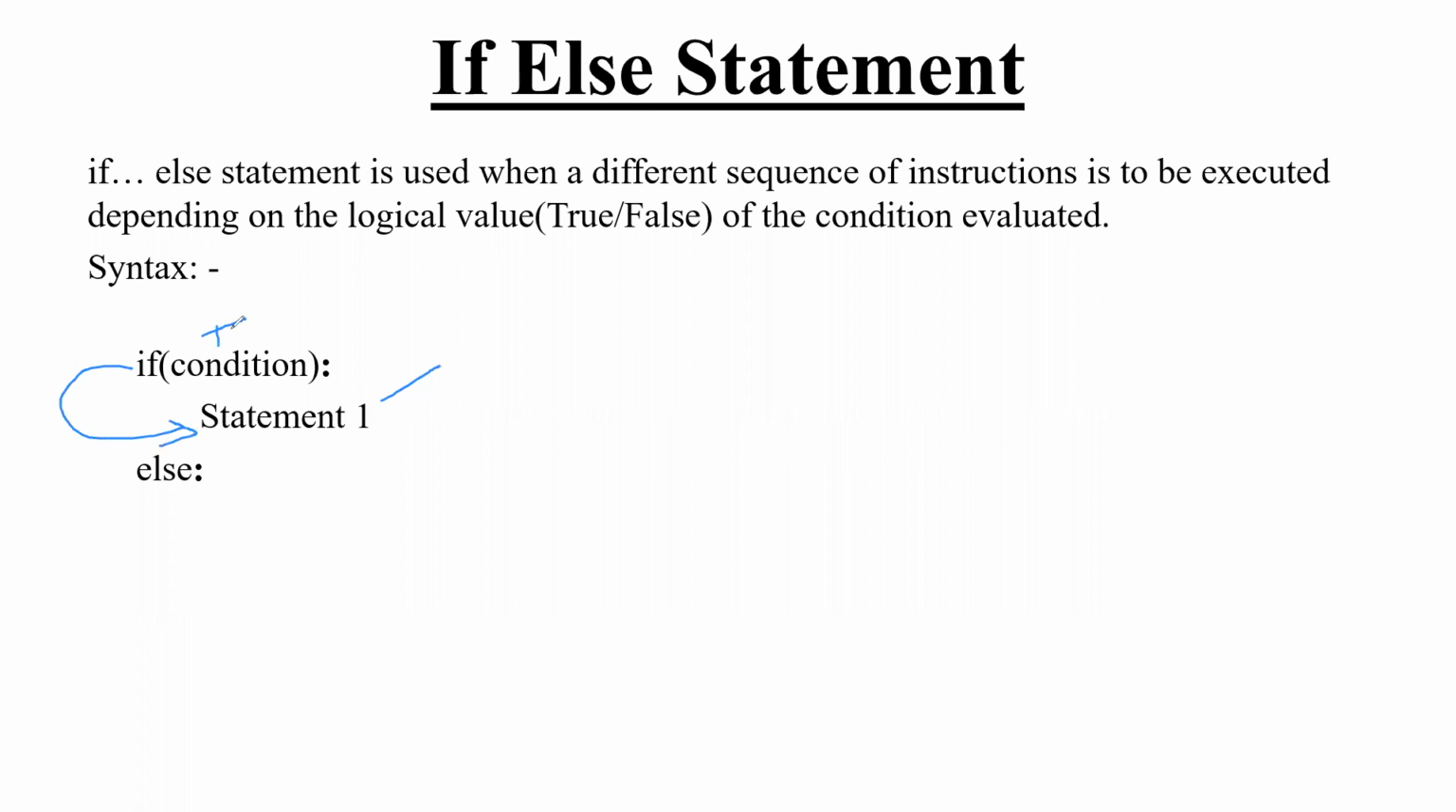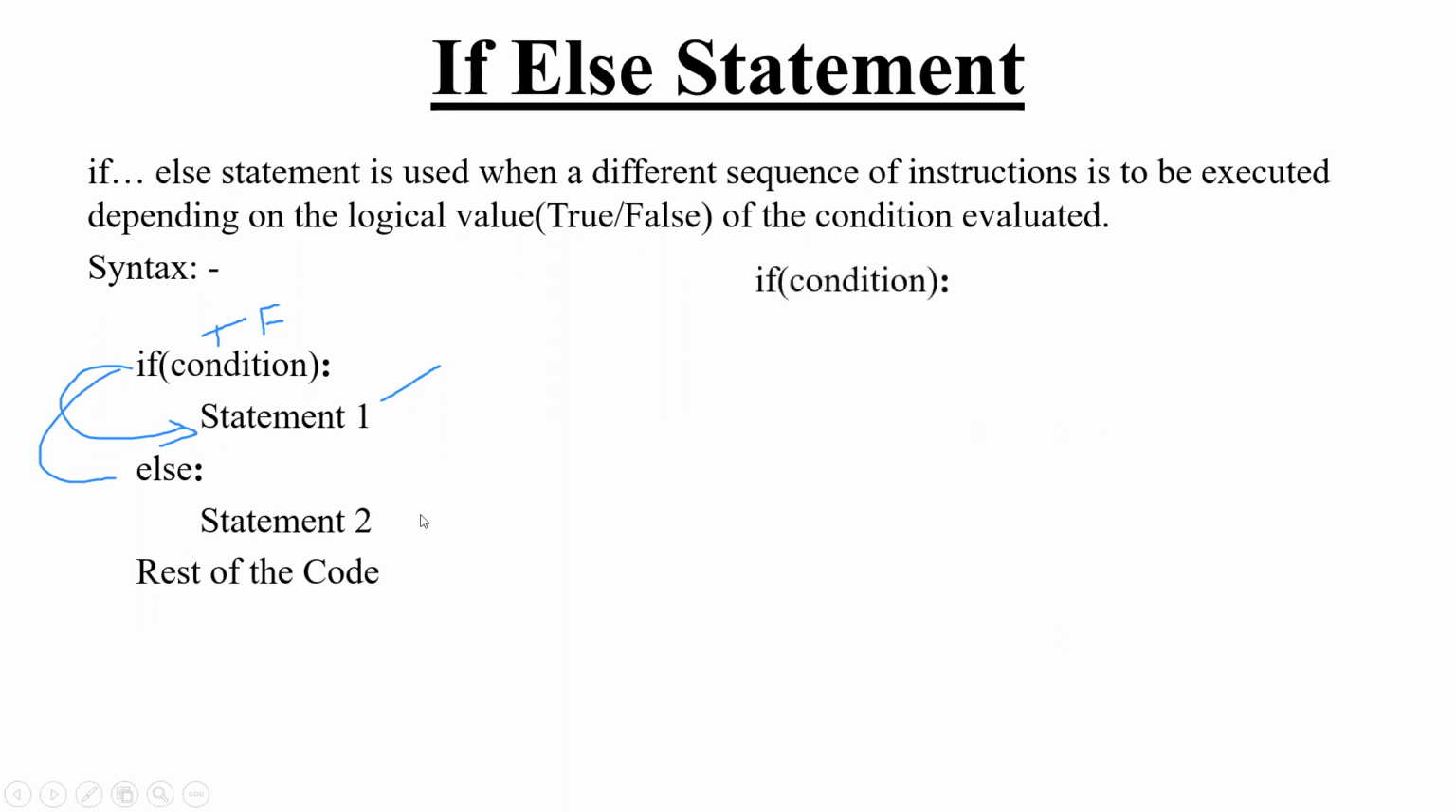If the condition is false, nothing but what exactly, that is zero, automatically it will go to the else part, and whatever statements are there will be executed. So we'll see the complete syntax. Further, you can see statement number two like this, and if you want, you can write more code, no problem.